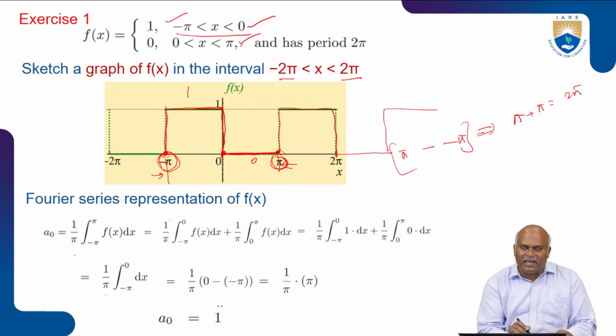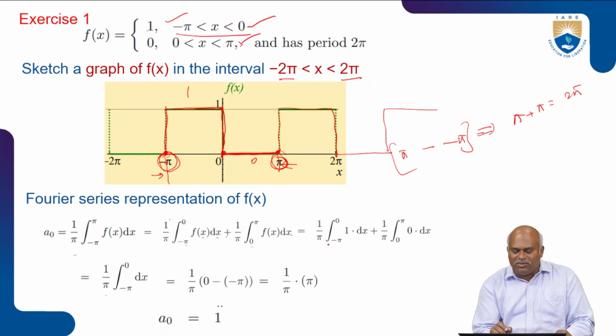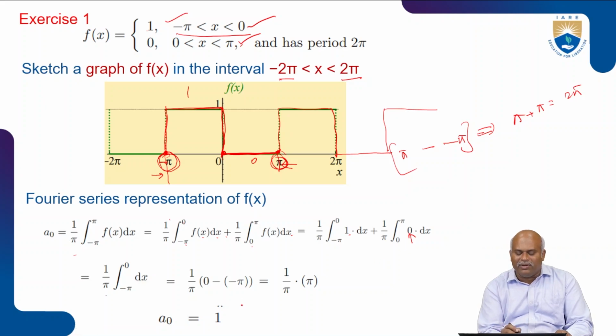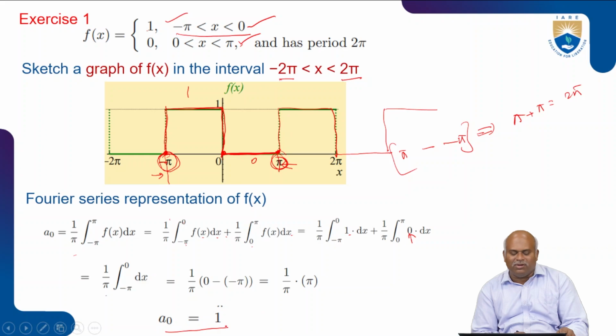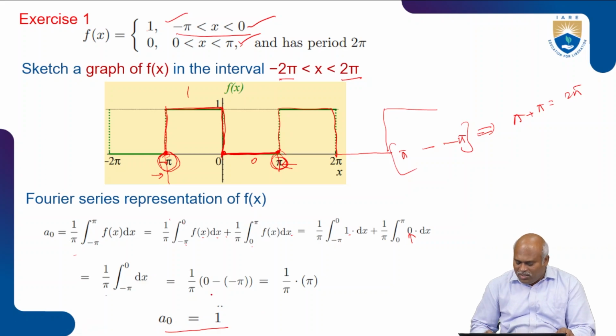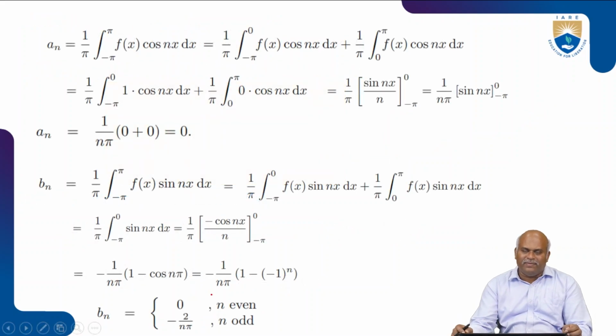So I write 1 by pi times the integral from minus pi to 0 of f of x dx, plus 1 by pi times the integral from 0 to pi of f of x dx. The first case, minus pi to 0, is represented as 1 as usual, plus 0 to pi, which is represented as 0. Then integrate and substitute the limits, and we get a0 is equal to 1. Next we need to find a of n.